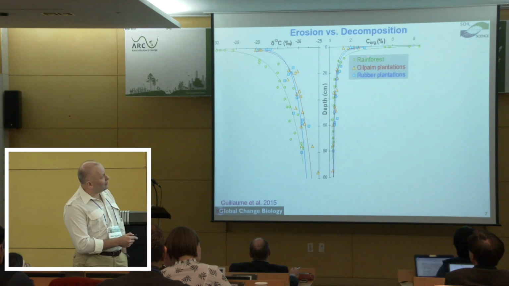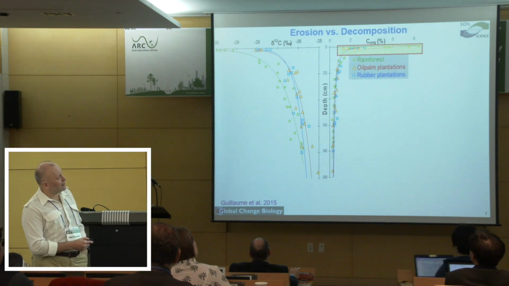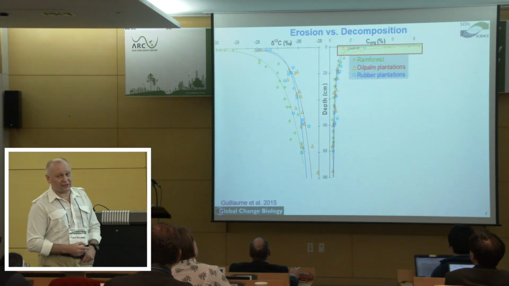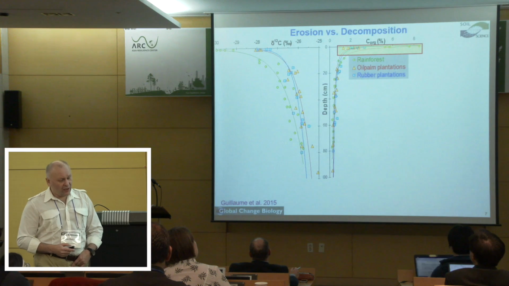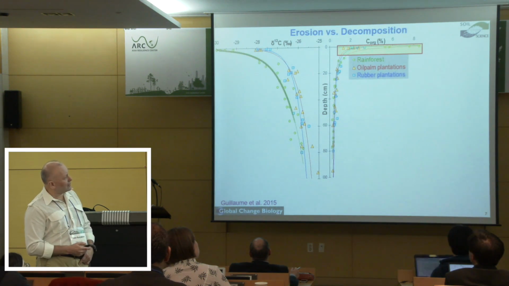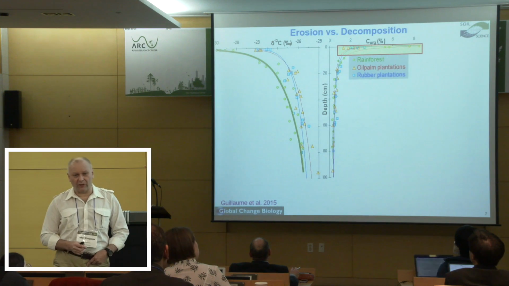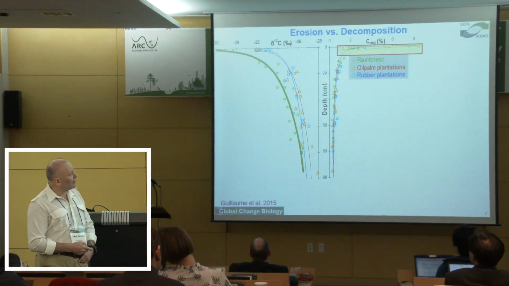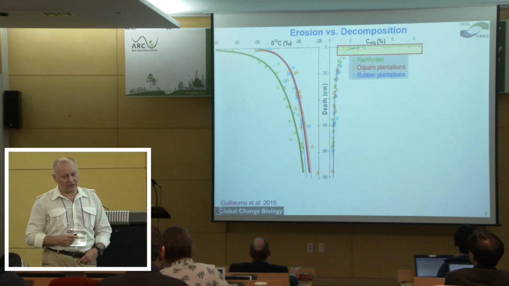So again, here I present the carbon content with depth, and you recognize easily that the most differences are in the top, and with depth they look very similar. However, if you look at the isotopic composition, this is the natural isotopic composition of carbon-13 with depth, you can recognize that rainforest is very different from the plantations.